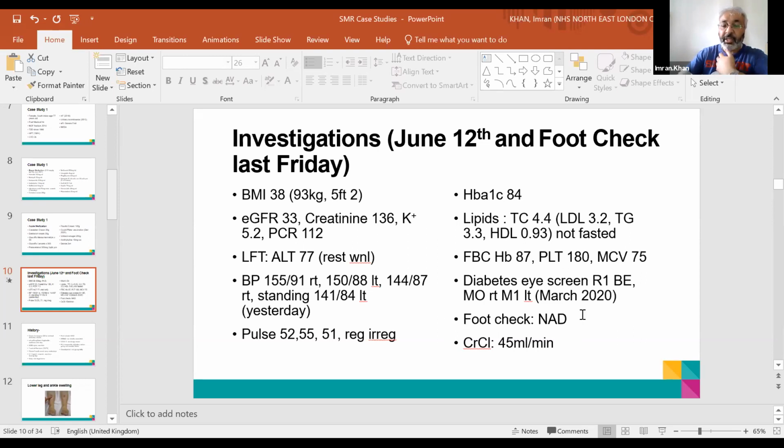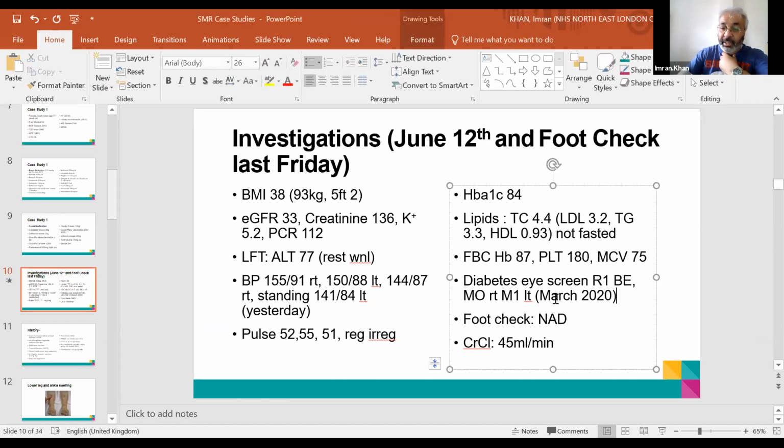The foot check showed that she's got her pulses there. She's got sensitivity, which is a little bit of good news, considering she's already got retinopathy in both eyes. But look at that date, March 2020. Guess what she hasn't done?